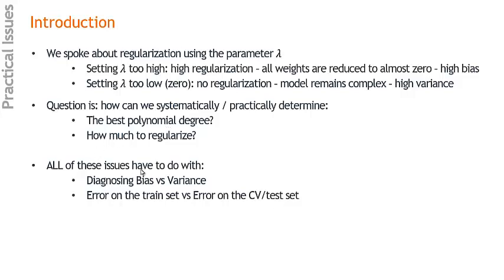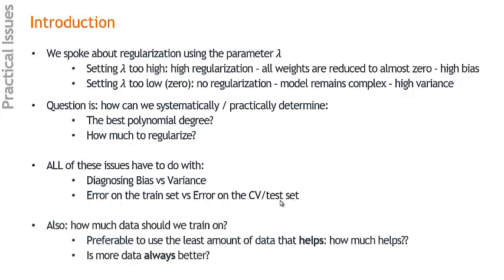So all these issues have to do with diagnosing bias versus variance, or wiggliness, what I prefer to call it. And the way you diagnose these issues is to use cross-validation. So we'll see how that works in the next few slides. Another question we'll look at later is how much data you should train on.